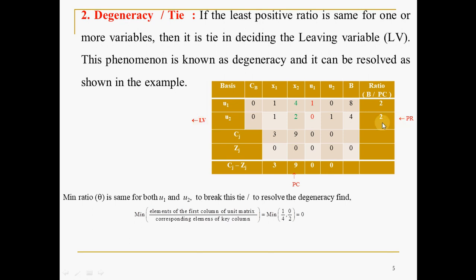So the corresponding row is the pivot row, and the intersection of this pivot column and pivot row will become the pivot element, and you can proceed as usual. So the variable u2 is the leaving variable as the ratio is least, and thus the tie or degeneracy has been resolved and you can proceed further as usual.